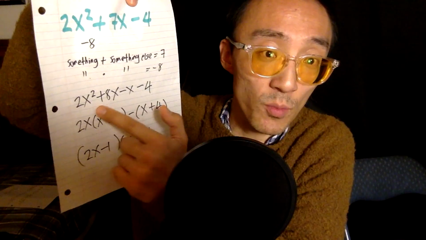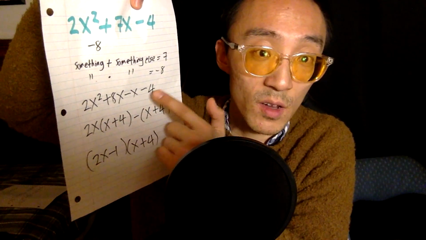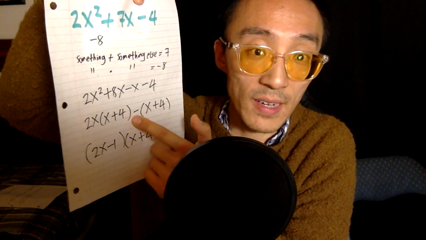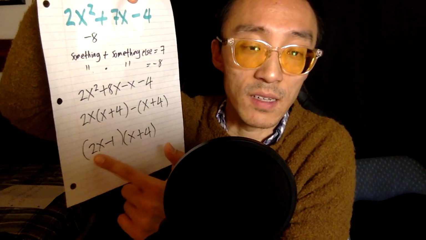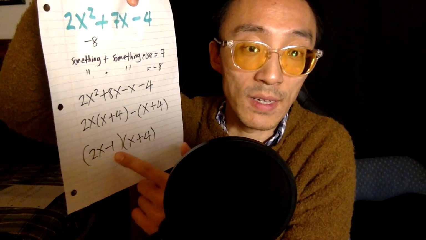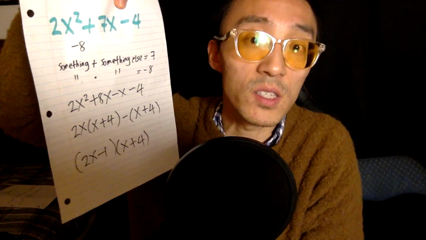From this group right here, we factor out a 2x. From this group right here, we factor out a -1. And so now we work backwards again. And the factors we get are 2x minus 1 times x plus 4.